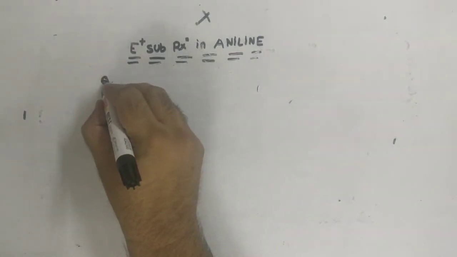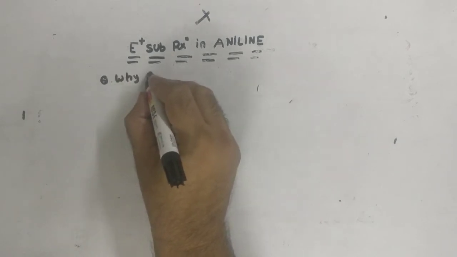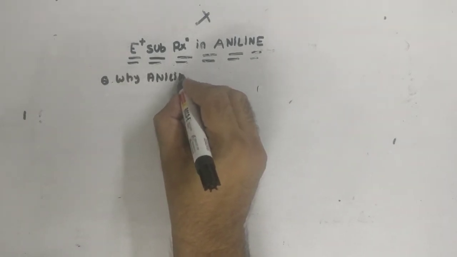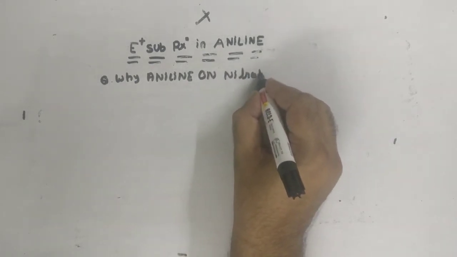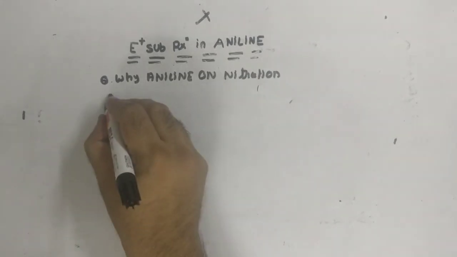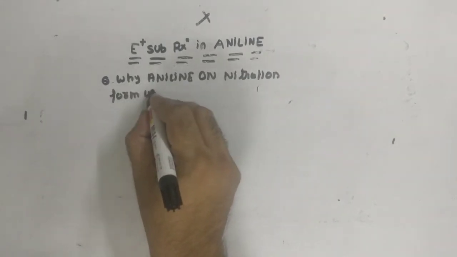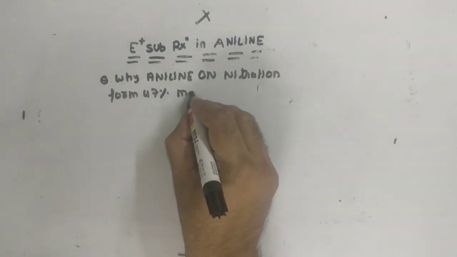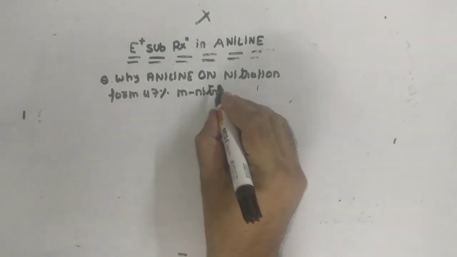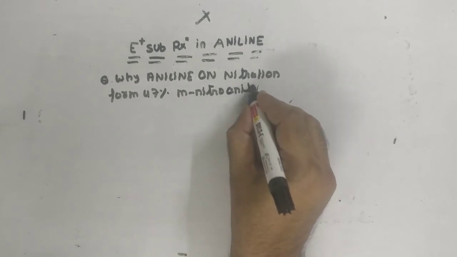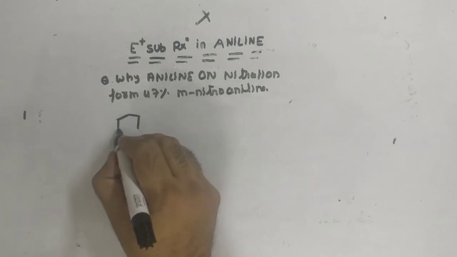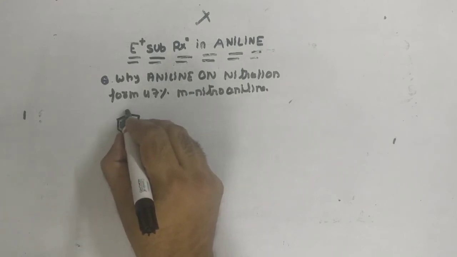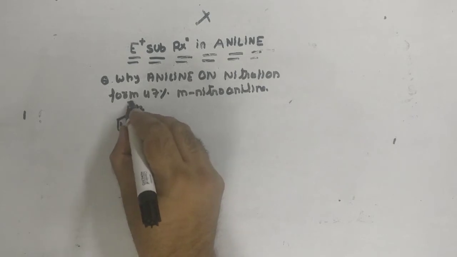It's not by mistake. So we are discussing the question that why aniline on nitration forms 47% meta-nitroaniline. What is the story behind this? This is not a mistake. Now what happens when you do nitration of aniline? We take aniline. You will find the problem will be again due to the lone pair of electrons on nitrogen.